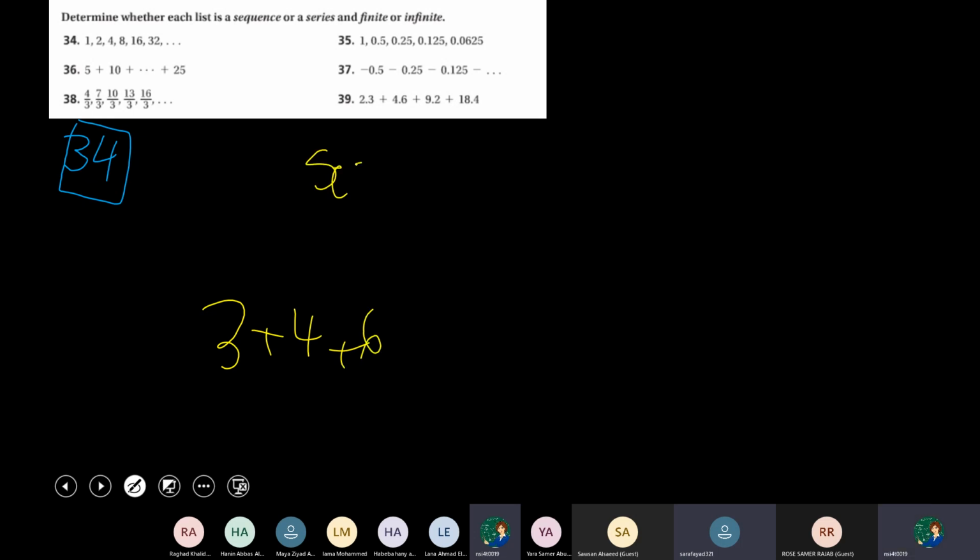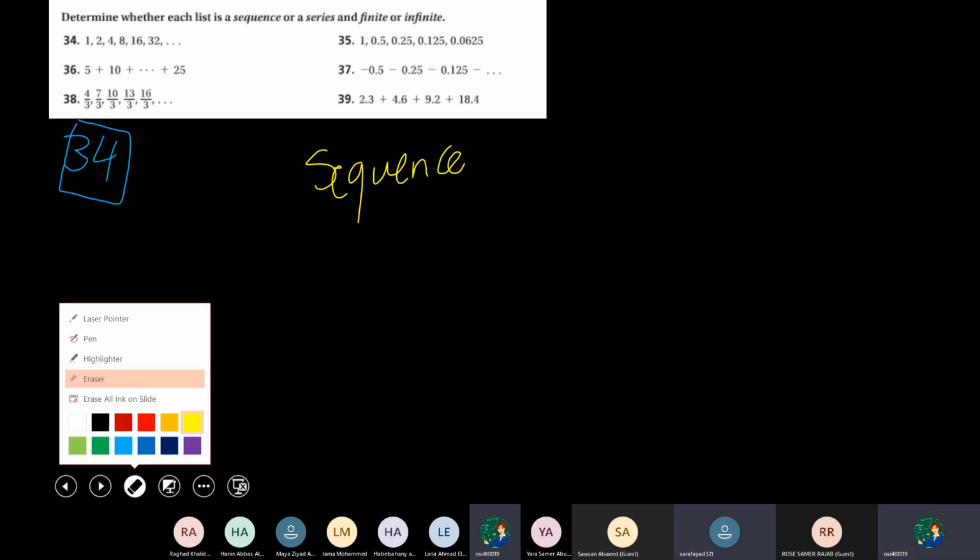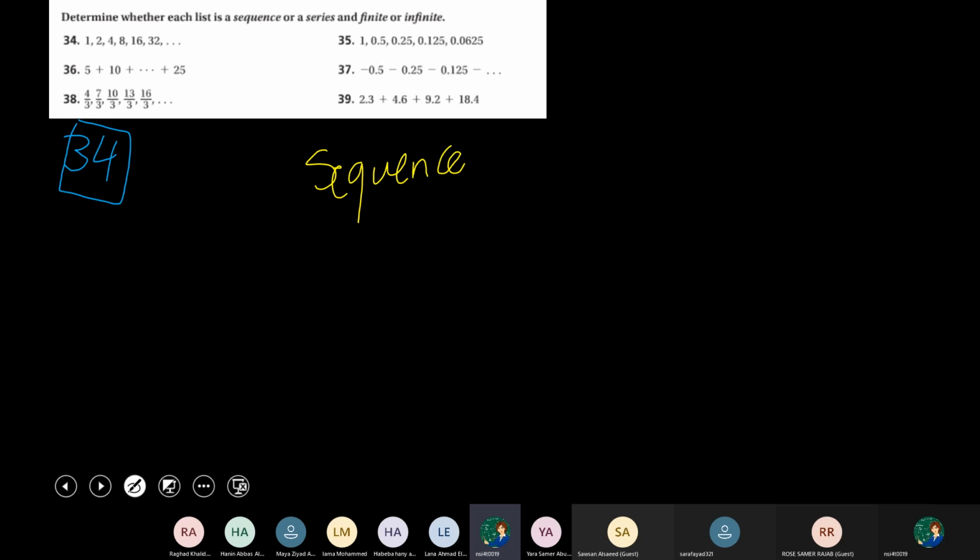Okay. Now this sequence, is it finite or infinite? Does it end or does it not end? It won't end. It continues to infinity. Yes, infinite. Because it continues to infinity, I can say it is infinite. Thank you.